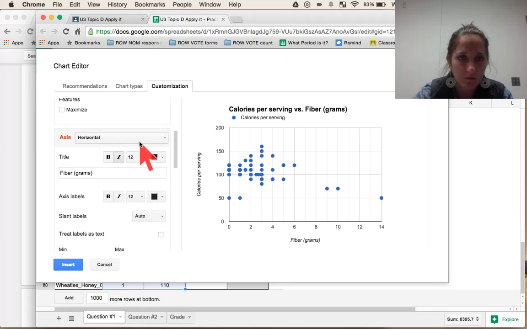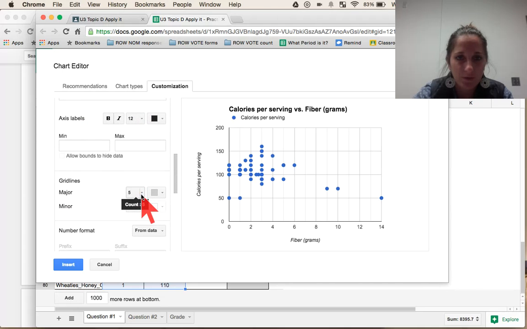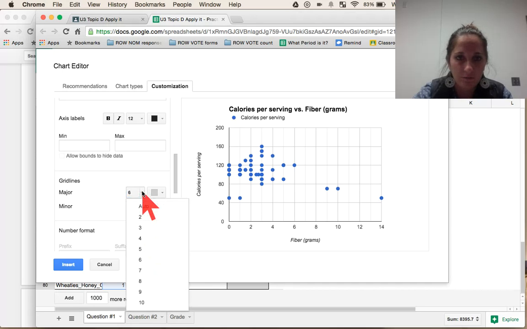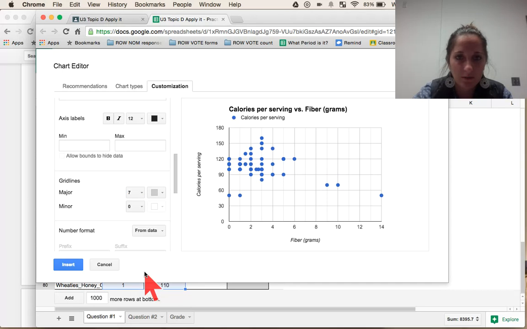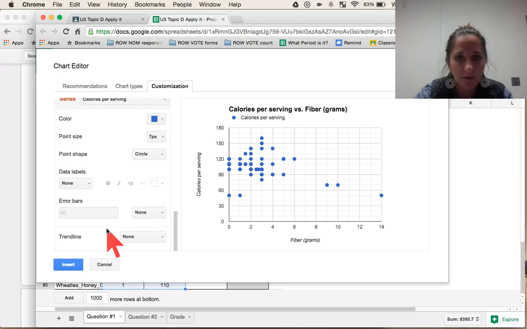Let's go to the vertical axis. That would be my y-axis, calories per serving. It goes 50, 100, 150, 200, which isn't too bad. Let's just see what 6 does. Okay, that goes by 40s. 7 goes by 30s. I like 30s better. And maybe I'll put 2 grid lines, so it'd be like 10, 20, 30, 40, 50, 60, 70, 80, 90. Okay, so I'm going to go ahead and do that.